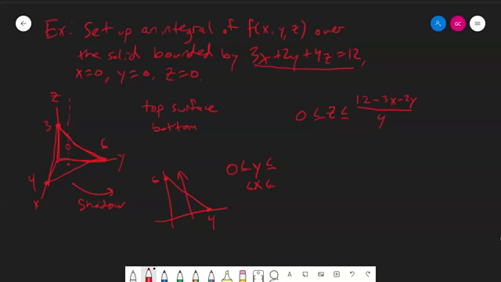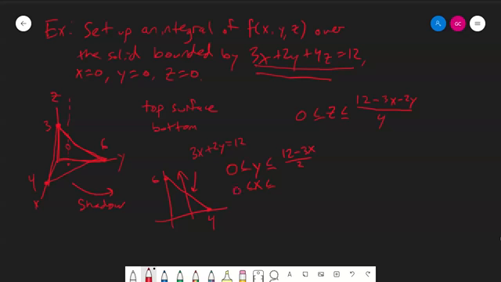Well, that line is the intersection of this plane from before with the xy plane, which is to say that I just set z equal to 0. That's what the xy plane is. So that's the line 3x plus 2y is equal to 12. And if you solve that for y, you get that y is 12 minus 3x all over 2.